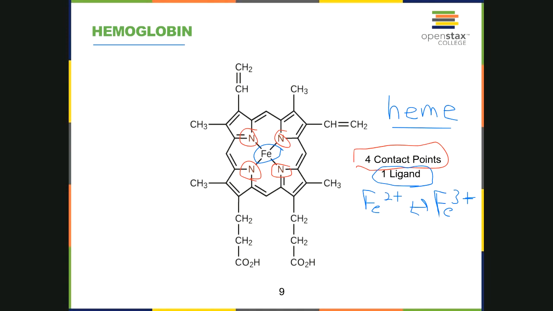Now we're going to see a little bit later on that there's a similar molecule that's found in invertebrate animals. It does not use iron. It uses a different atom, but it still does the same purpose. It carries oxygen to the cells and carries carbon dioxide away from the cells.